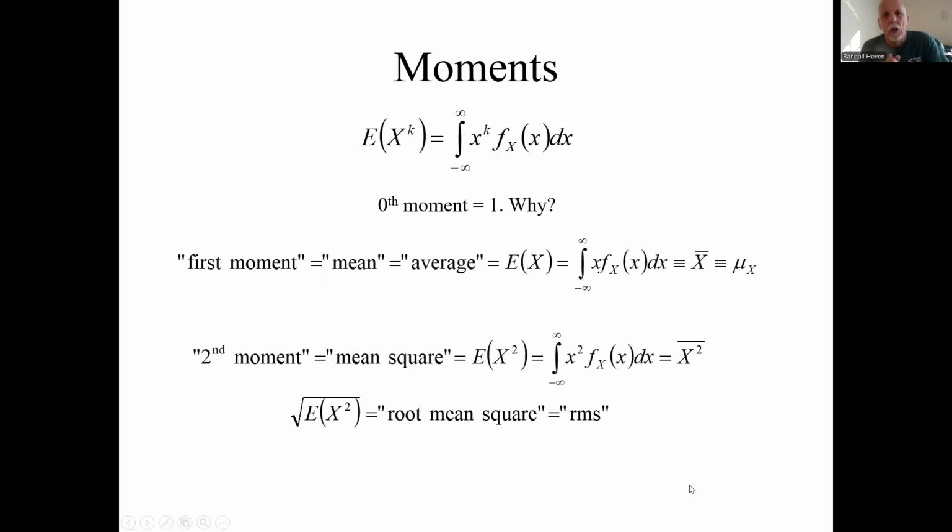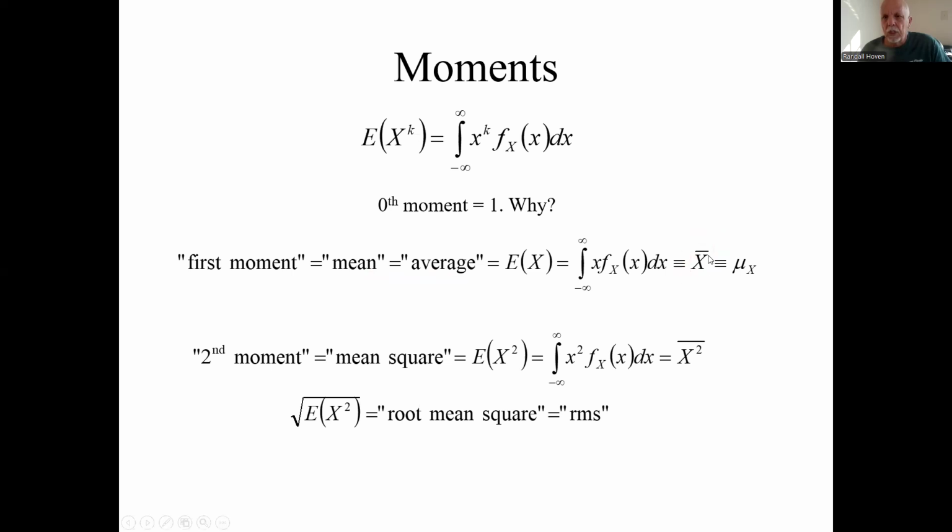So the expected value of a constant is just that constant. That's good. Moments are sort of special functions, where the function is x to the power k, where k is a non-negative integer. The 0th moment, that would just be 1 up here. You're integrating the PDF, you should get 1. That's why. The first moment, this guy is also called the mean or the average.